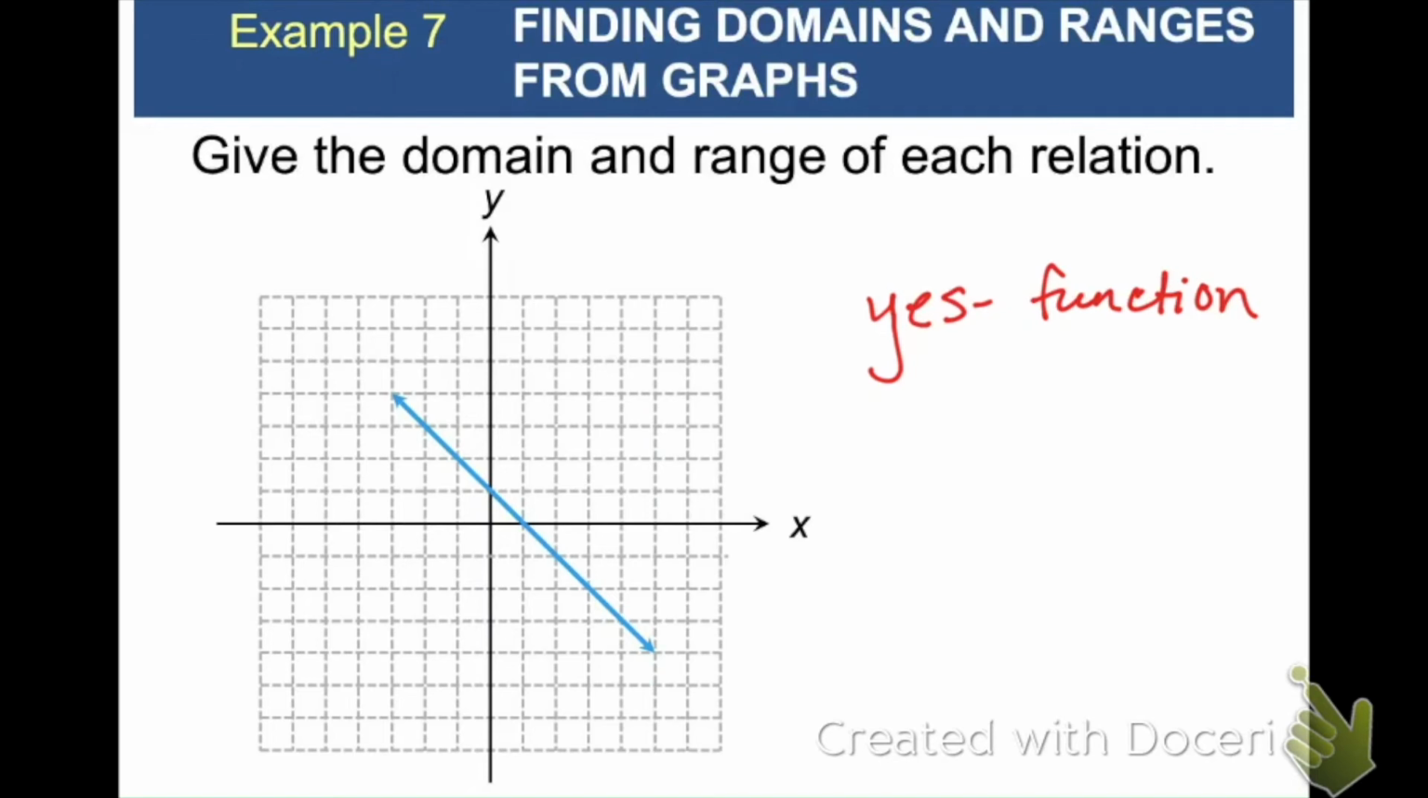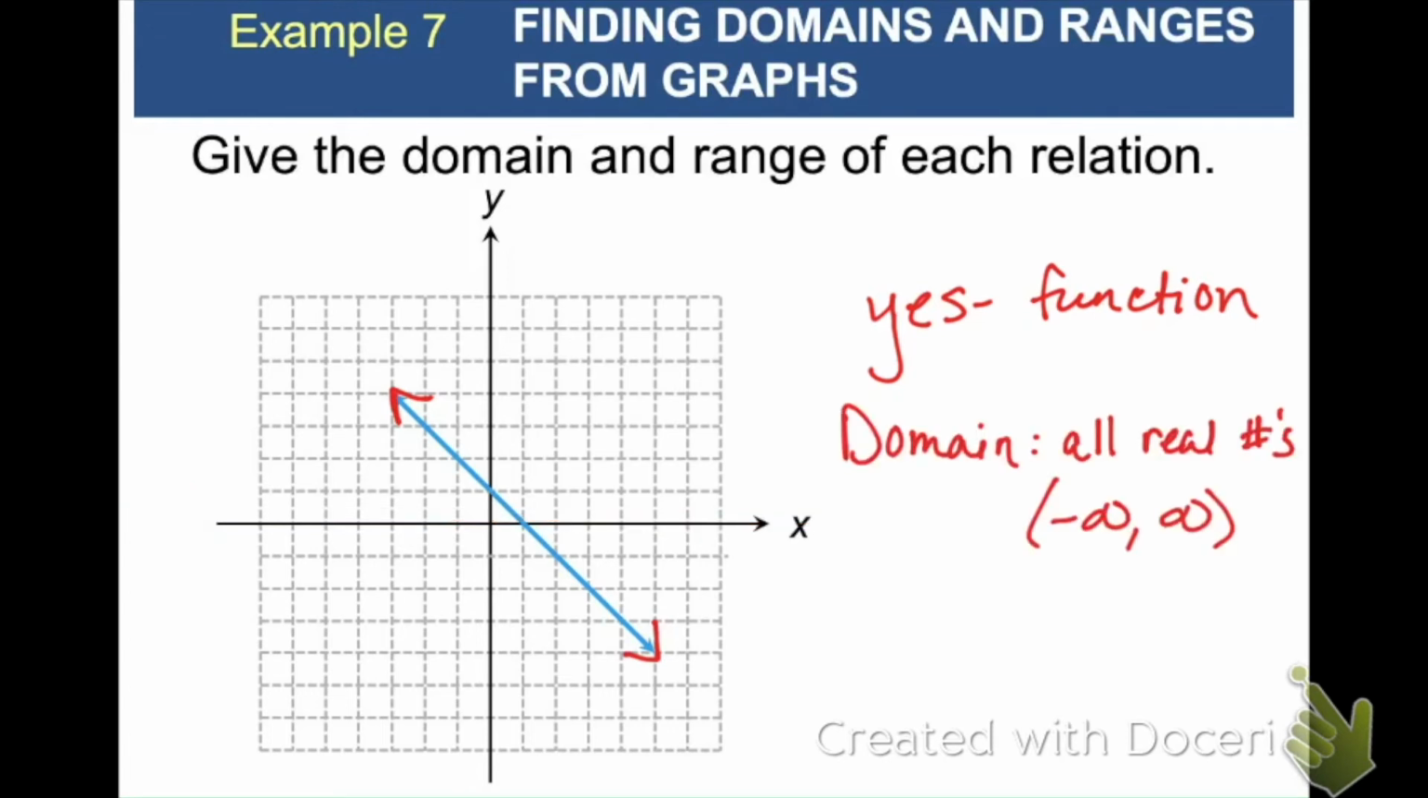Domain are the x values, which are found on the x-axis, and the x-axis goes left and right. So I want to know how far left this graph goes and how far right this graph goes. See these arrows on the end? It goes forever to the left and forever to the right. So on the far left of the x-axis, that's going to be -infinity, and to the far right, that's going to be +infinity. This graph goes on forever. It covers all real numbers from -infinity to +infinity.